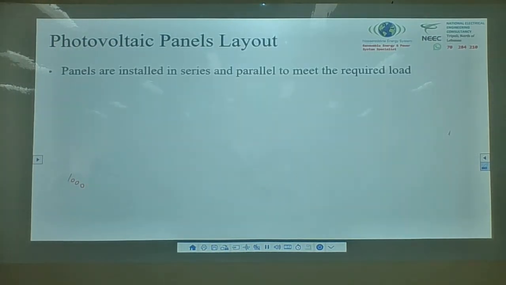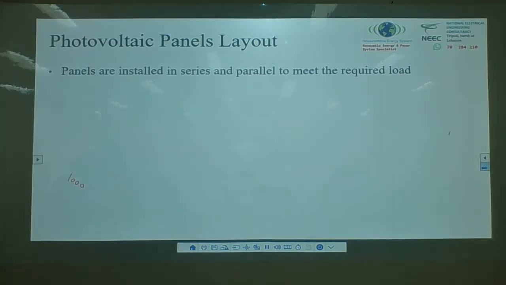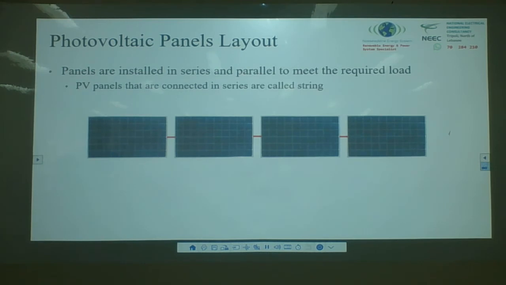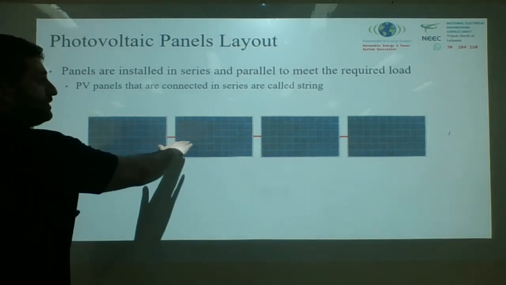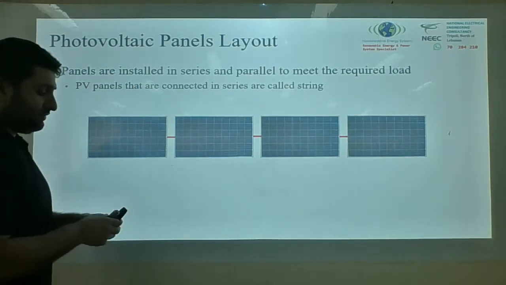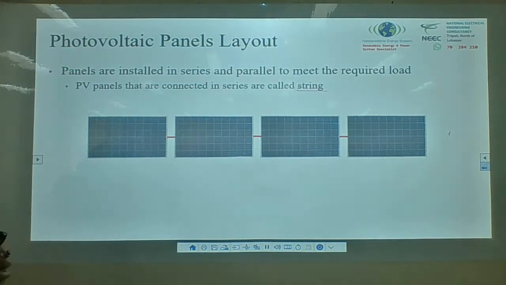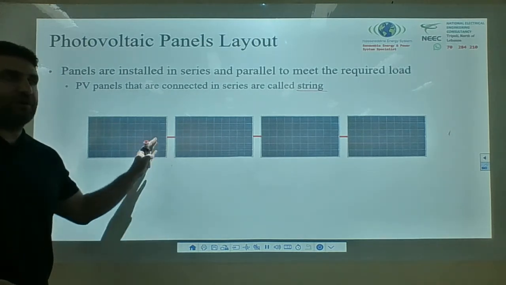Now, the sun path. I need to have panels installed in series and parallel to meet the required load. So this is an example for a panel connected in series. When I have the panels connected in series, I call them a string. So I have one string, I could have 10 panels, 20 panels, 5 panels on one string.